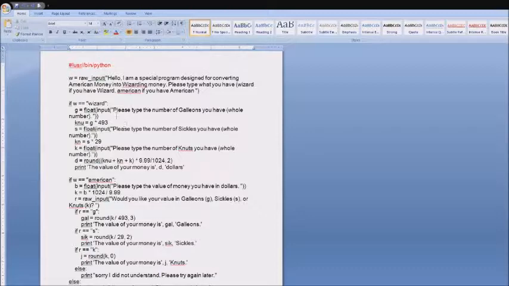equals a float input. You can't use int input, you could, but it won't work for decimals because integer just means whole number and float means decimal number.